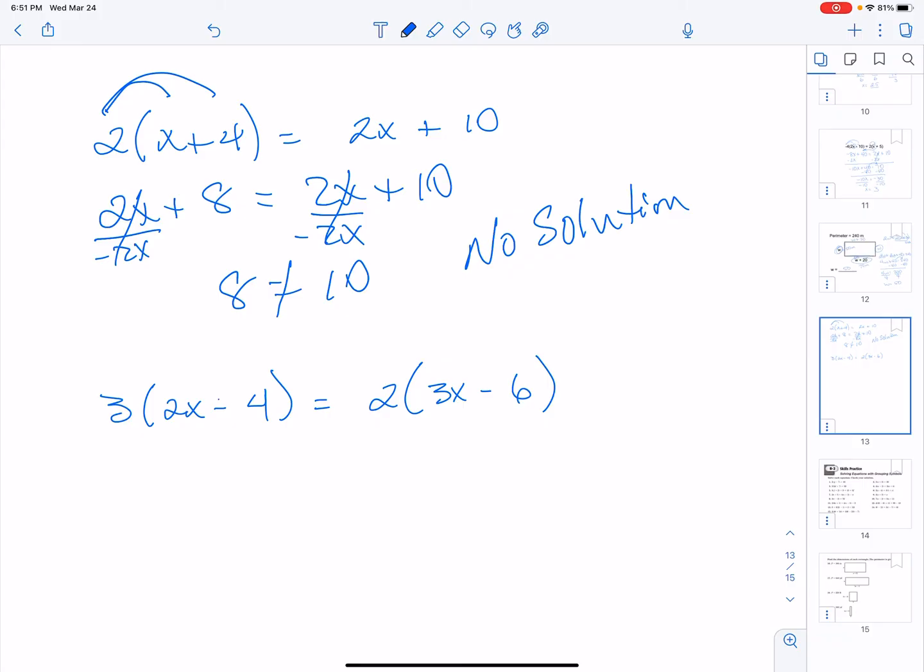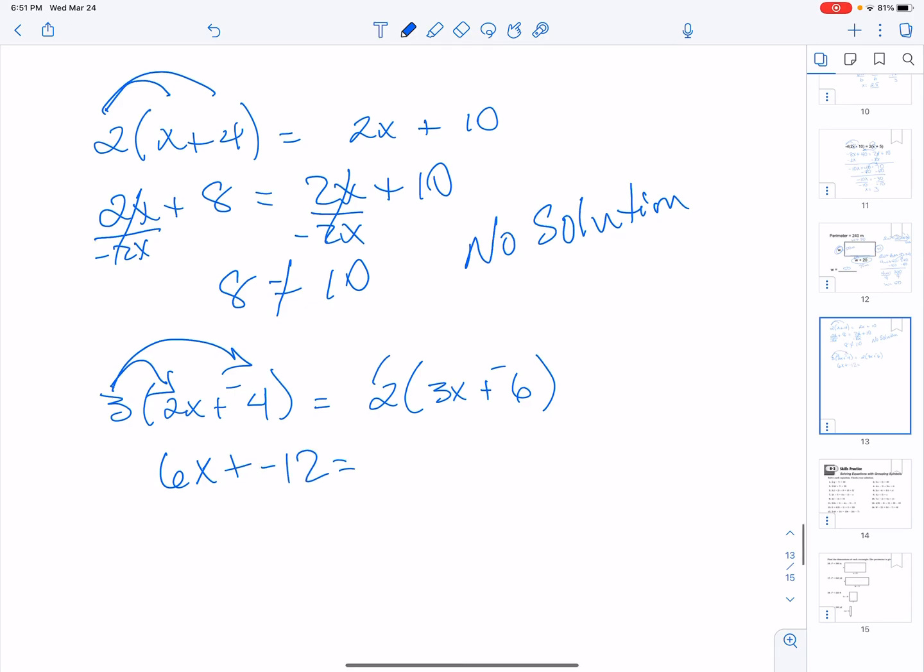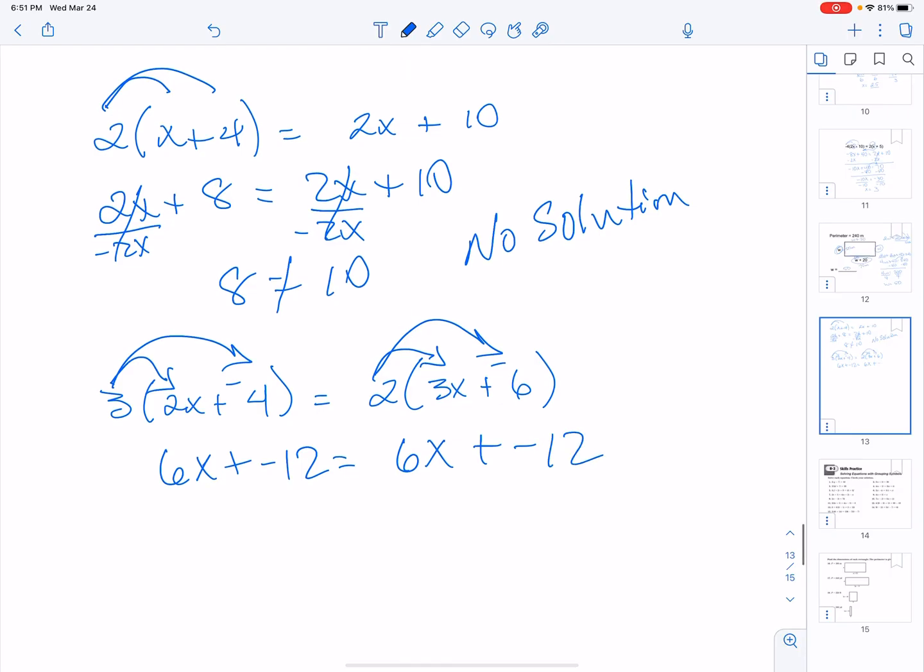First off, I see both of them have minuses, so I'm going to fix that. And then I'm going to pass out the numbers in the front. So I'm going to pass this 3 out to the 2x to get 6x, plus 3 to the negative 4 to get negative 12, equals. And then do the same thing on the other side. 2 to the 3x gives me 6x, plus 2 to the negative 6 gives me negative 12.